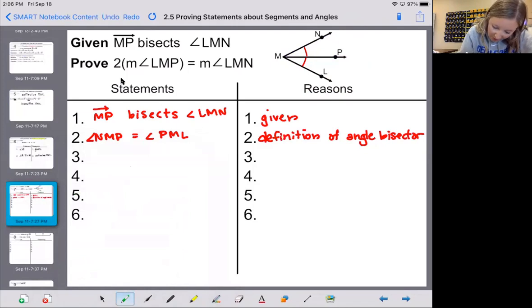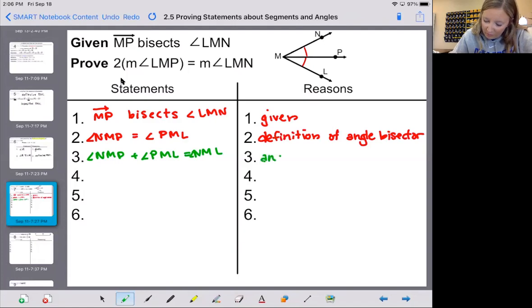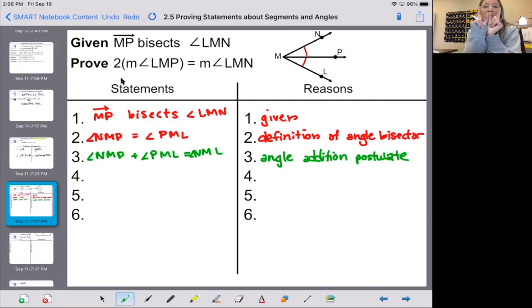Let's write that. The top angle is angle NMP. The bottom angle is PML. And we know that that equals the big angle, the total angle, NML. Now, the reason that that equals each other is the angle addition postulate. And we actually talked about this in chapter 1, but it's been a little while. The angle addition postulate just says when you have 2 smaller angles and you add them together, you get the bigger angle. So that's what we just did there.